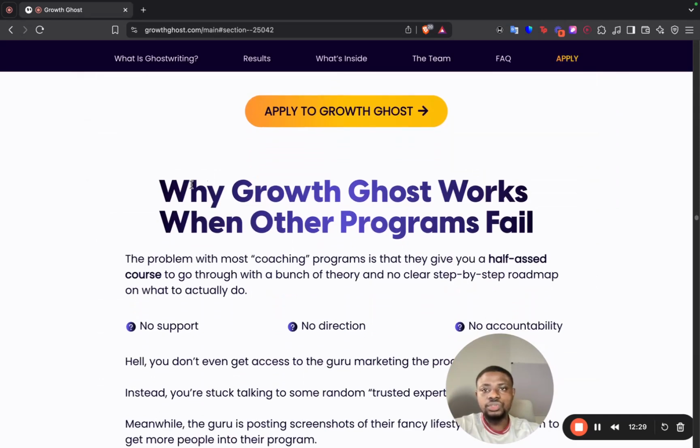Then it goes on to why Growth Ghostwriting works compared with other programs. So it's a we-versus-them or us-versus-them section, which is a very important thing on your landing page. Because some persons that will be on this page are unaware, problem aware, and solution aware. Unaware are people that do not know about Growth Ghostwriting, they don't know about your offer, whatever it is you're selling.